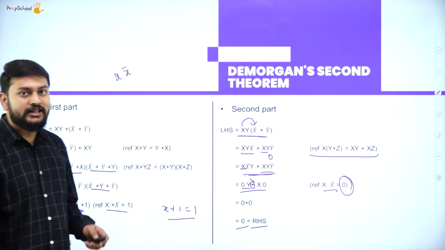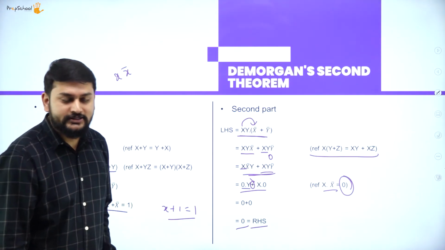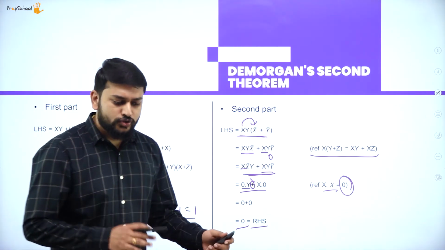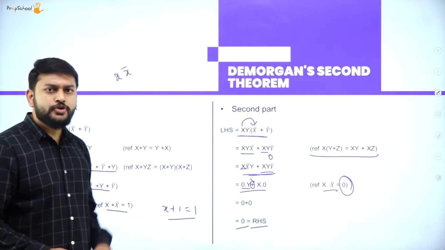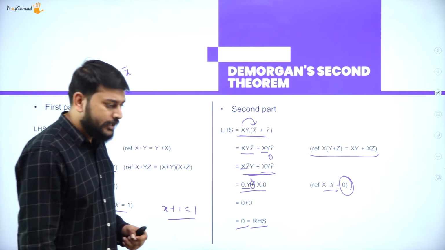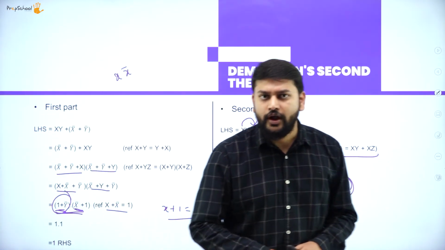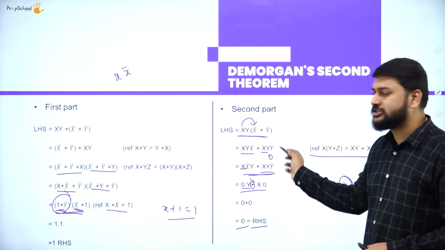So this is the second theorem. This is the second De Morgan's theorem that you need to understand. This first and second theorem is very simple. You need to remember two important laws. The first one is the complementarity law. Based on that, we are rewriting the first equations.